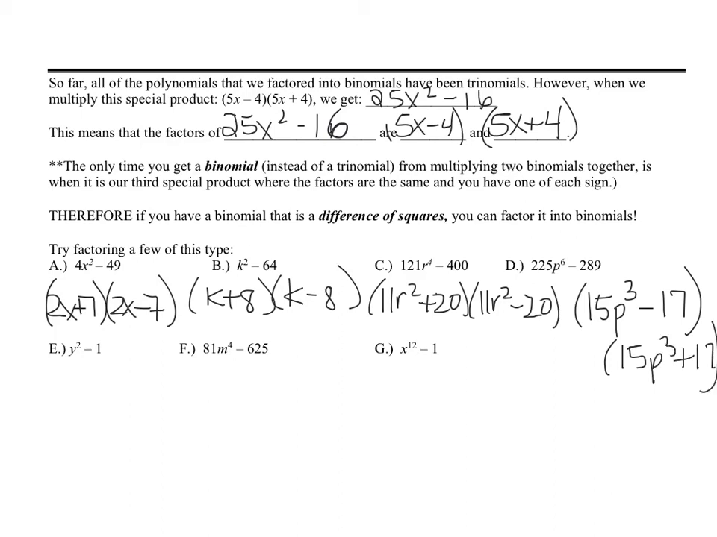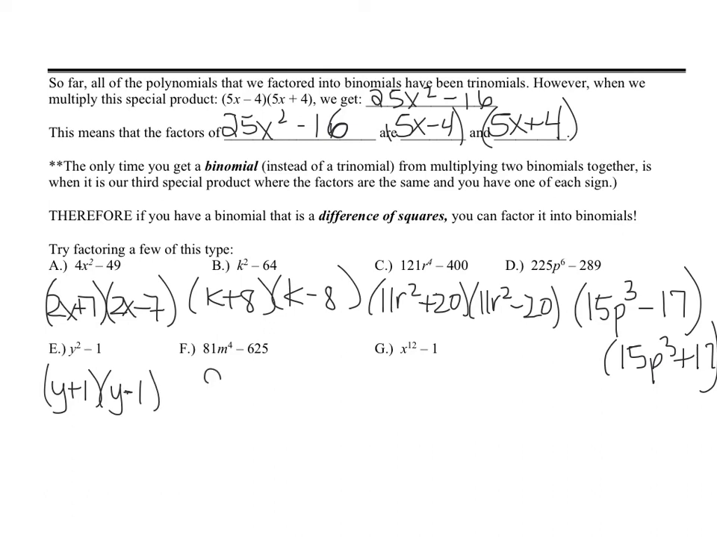All right? And so the reason you have to break up p to the 6th into p to the 3rd and p to the 3rd is because when you go to check your outers and your inners, they have to both be like terms. So they both have to have p to the 3rd on them, and these are going to cancel out, all right? The next one is going to be y plus 1 times y minus 1.